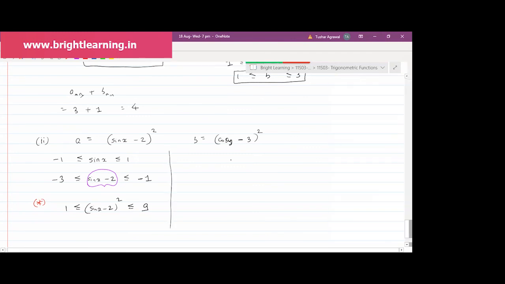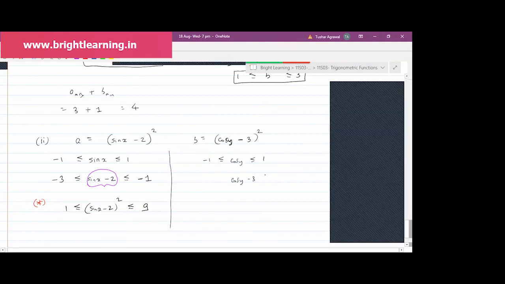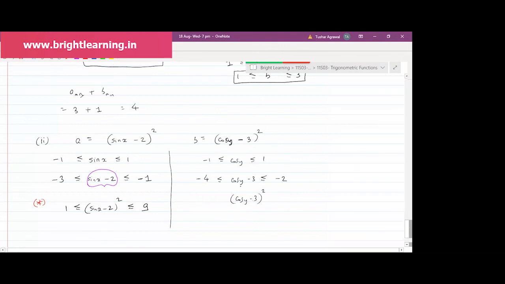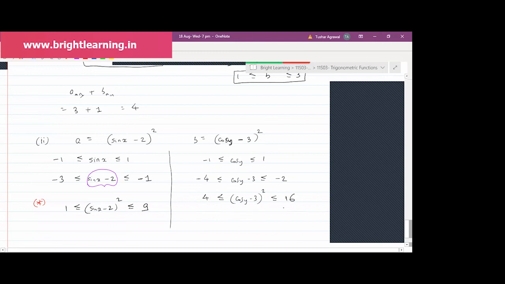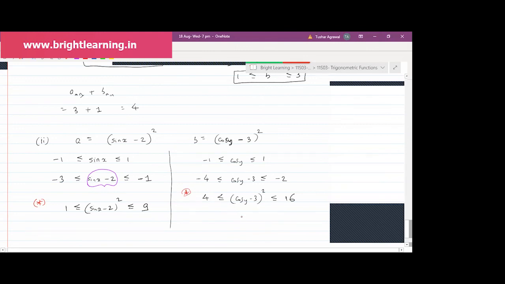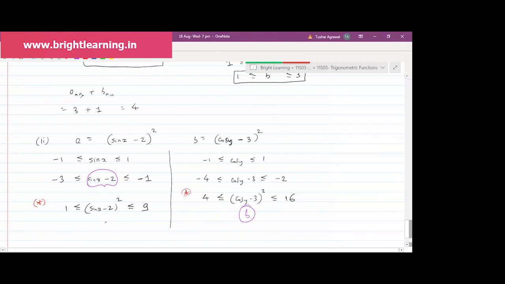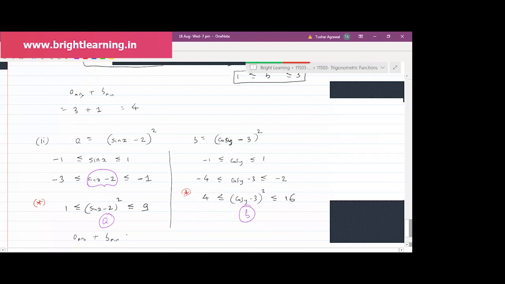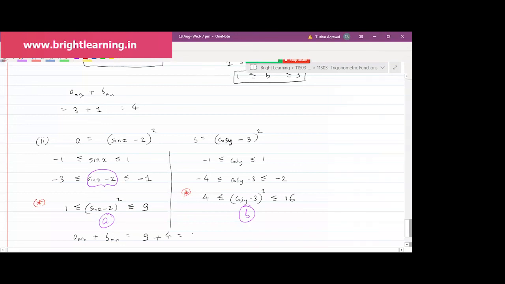Okay. Then cos y minus 3. Cos y is from negative 1 to 1. So cos y minus 3 will be 1 minus 3 is minus 2, and minus 1 minus 3 is minus 4. So for the complete square, we are completely in the negative range. So we can say the square of minus 2 is 4 and the square of negative 4 is 16. We do not have to bother about whether 0 will make any problem. Be careful at this stage. So this is my A, this is my B. A maximum plus B minimum. A maximum is 9. B minimum is 4. So 9 plus 4 will be 13.